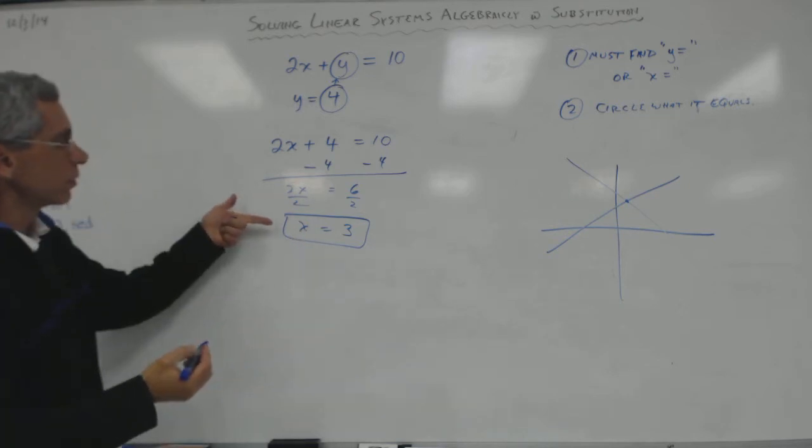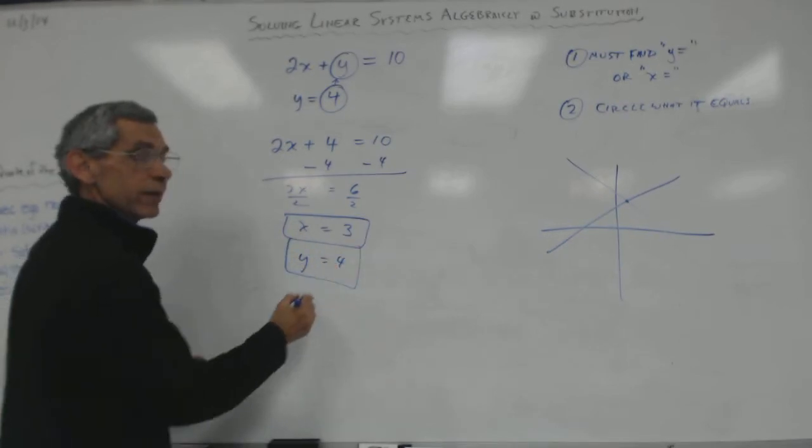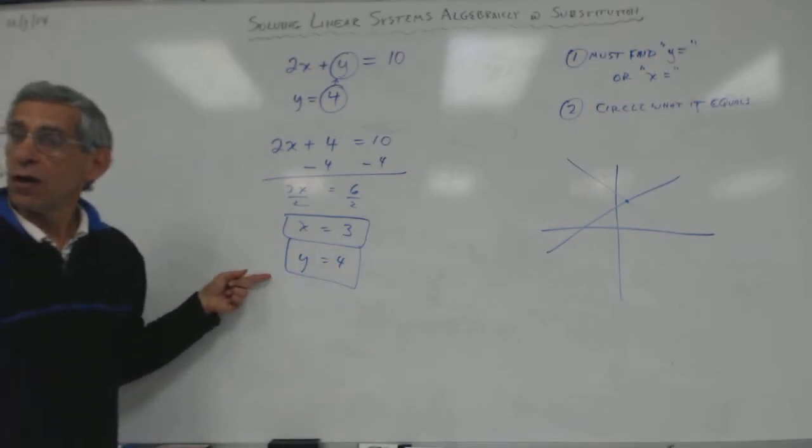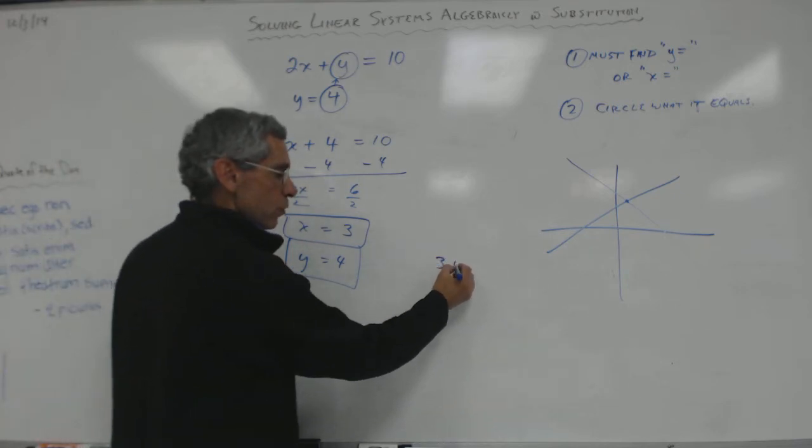So how would I figure it out? Y is 4. It gave that to me. That's great. So that's my answer. Now, I could also write this as the answer is 3, 4.